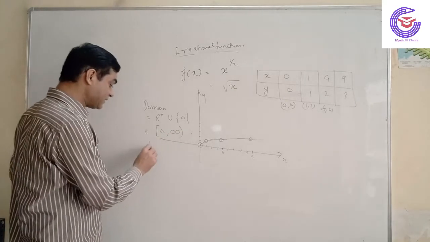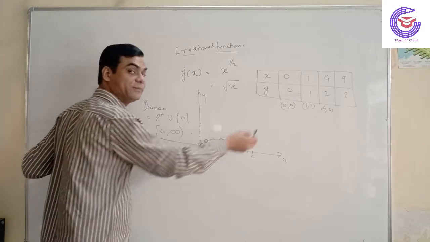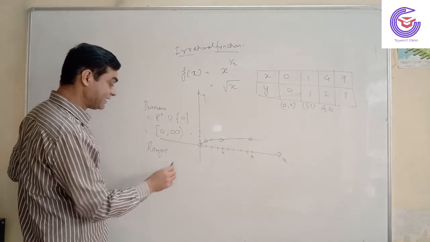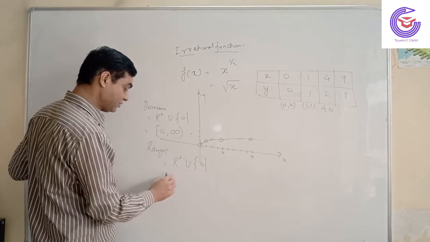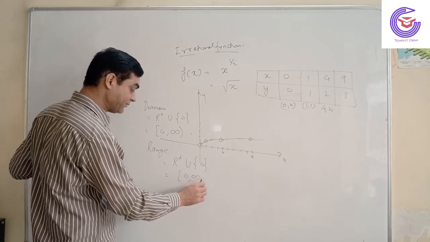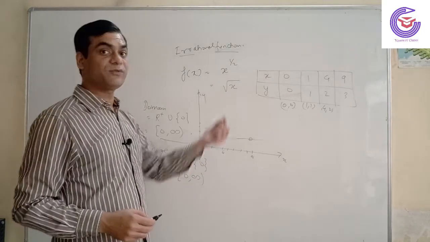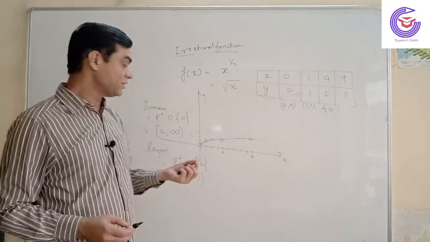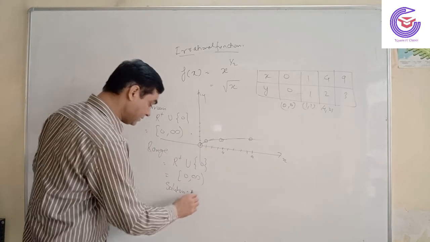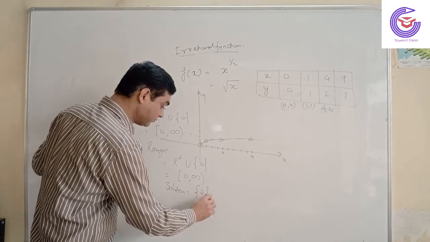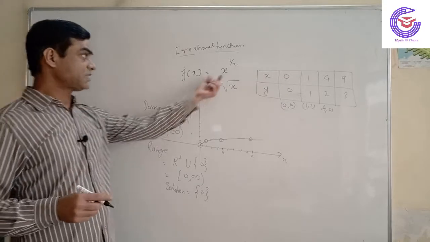And what is the range of this function? In the range of this function, the value keeps on going as you keep on increasing x. So the range will also be R positive union 0, that is 0 to infinity. If I ask you what is the solution set, that is the value of x when y becomes 0, so that is only one value. The solution is only 0. This is the value of x for which y becomes 0. So this is the simplest one.